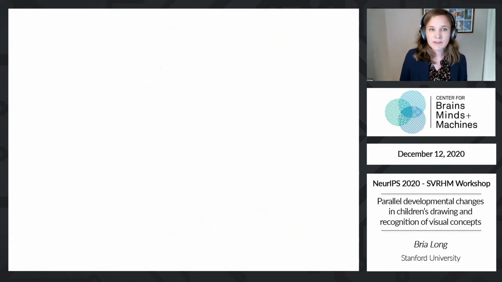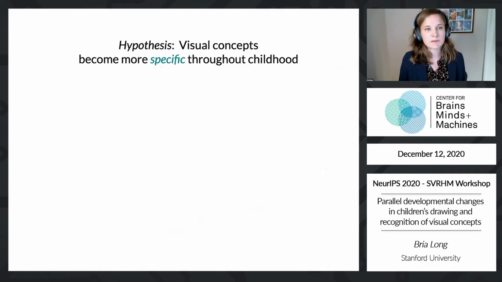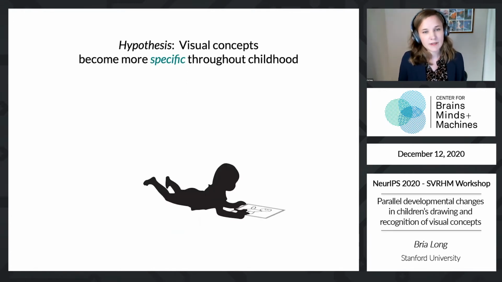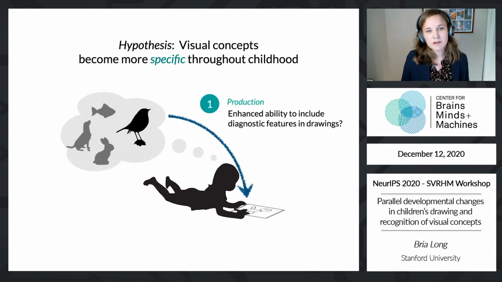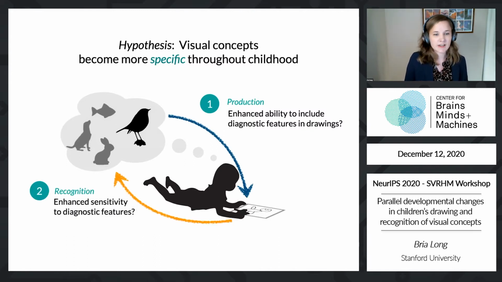So our hypothesis was that children's visual concepts become more specific throughout childhood. In other words, children might actually get better at knowing what makes a bird look different from a rabbit. We reasoned that if this was the case, we should see two different kinds of effects, both in children's visual production abilities or their drawings, an enhanced ability to include the diagnostic features of different categories in their drawings, as well as in visual recognition.